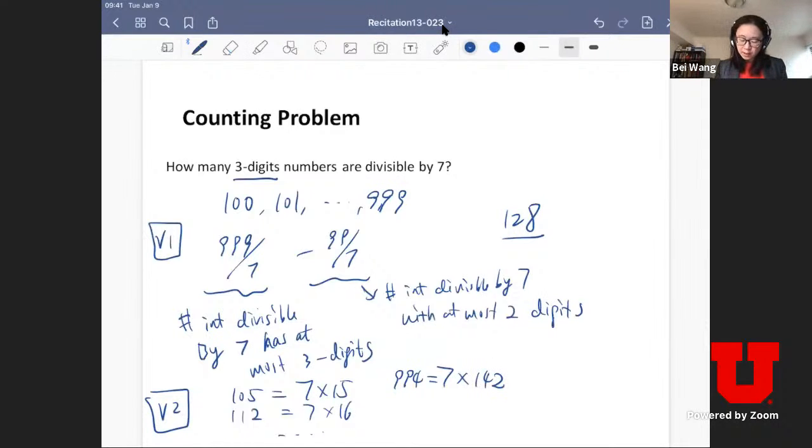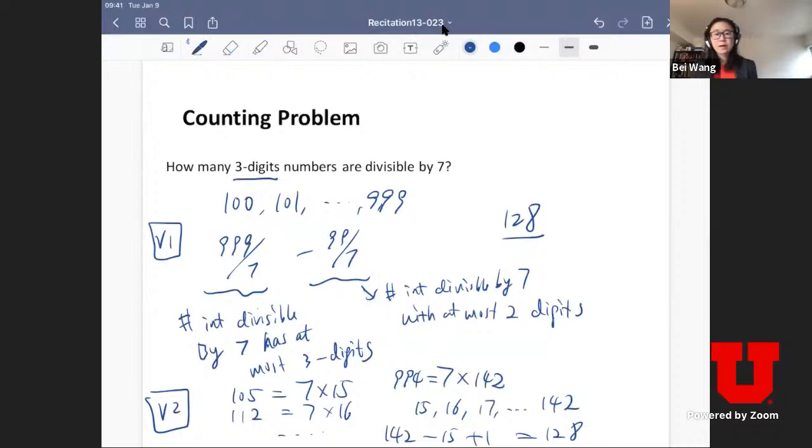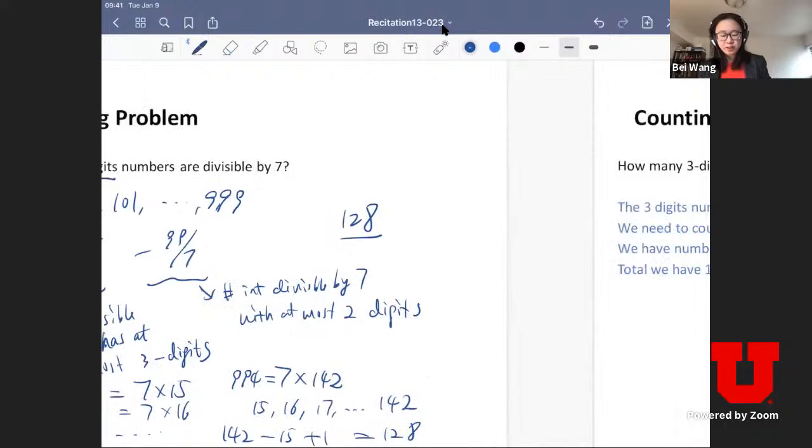So now you are basically counting how many numbers there are. There are 15 copies of 7, 16 copies of 7, 17 copies, until 142 copies. So you have 142 minus 15 plus 1. That is also 128. Okay, so that's a second way to solve this problem, but they both give rise to the same answer. Okay, any questions? If there are no more questions, let's move on to the next one.